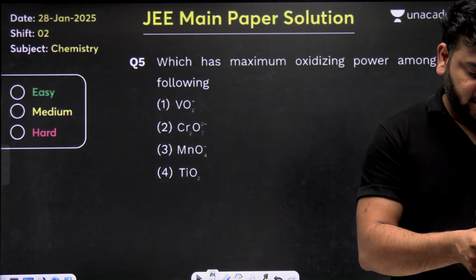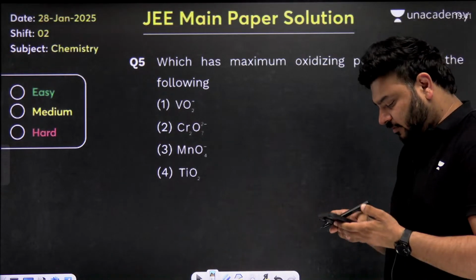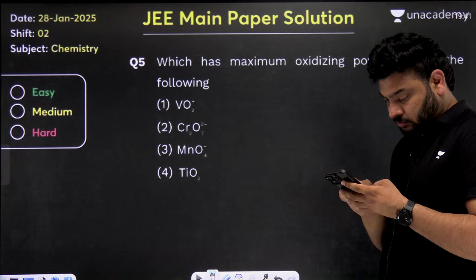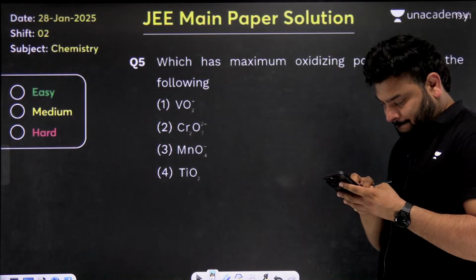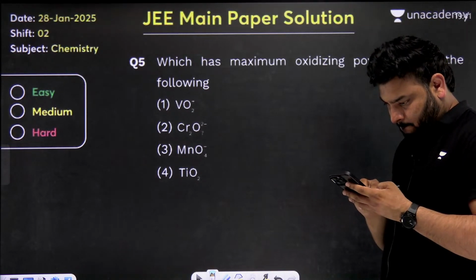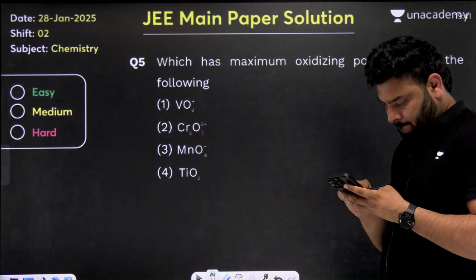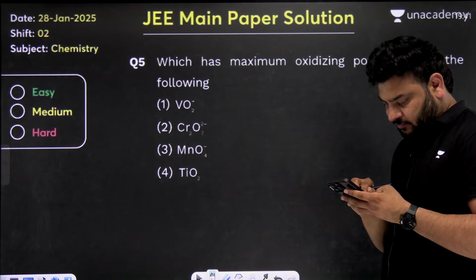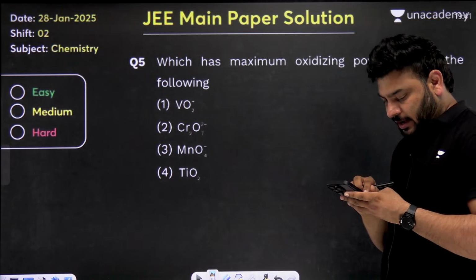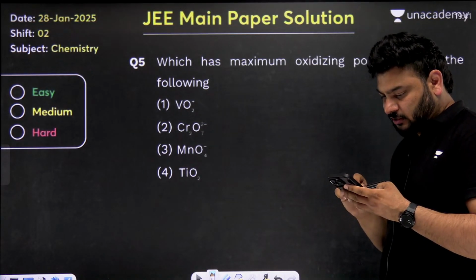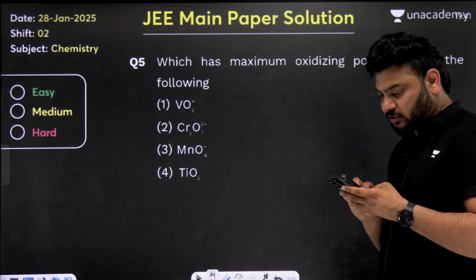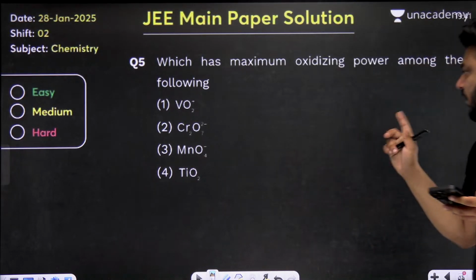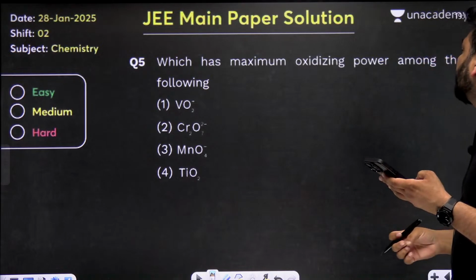Using the proper data of their E0 cell values. So let me just go through the data one by one. We have Cr2O7 2 negative and KMnO4, which are the best oxidizing agents. Let me check their E0 values for all of them.